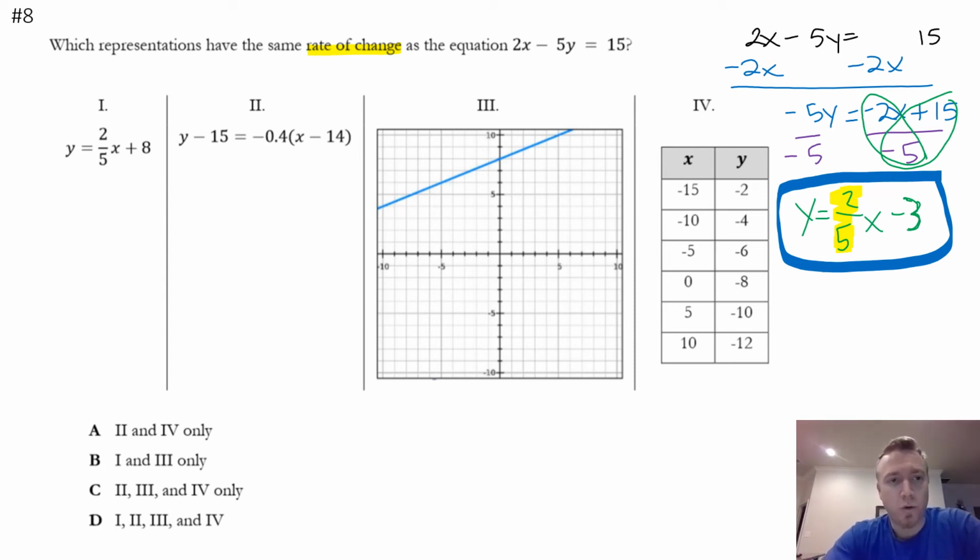Unit 3 test review. Question 8. Which representations have the same rate of change as the equation 2x minus 5y equals 15?